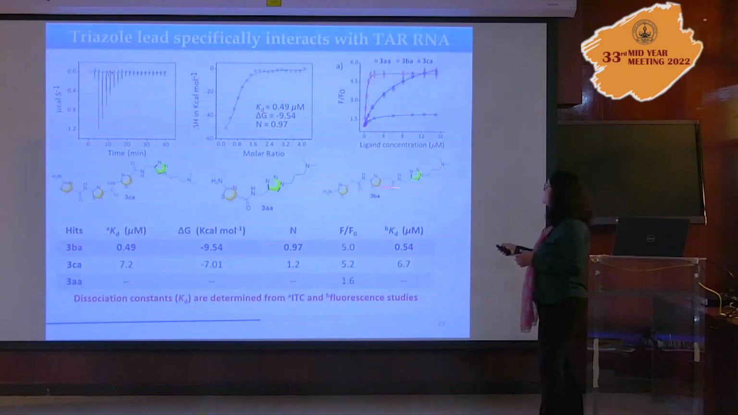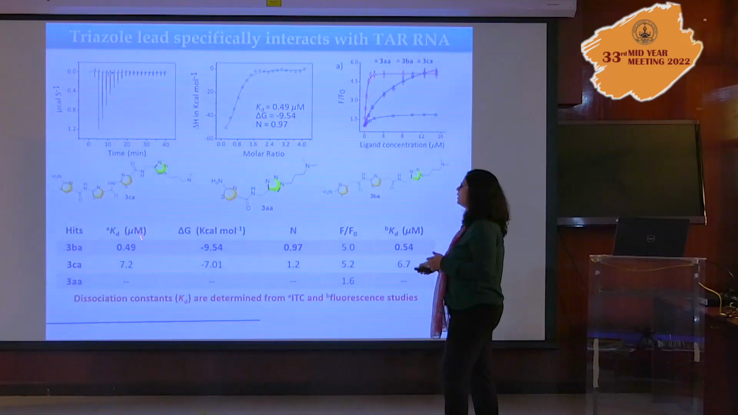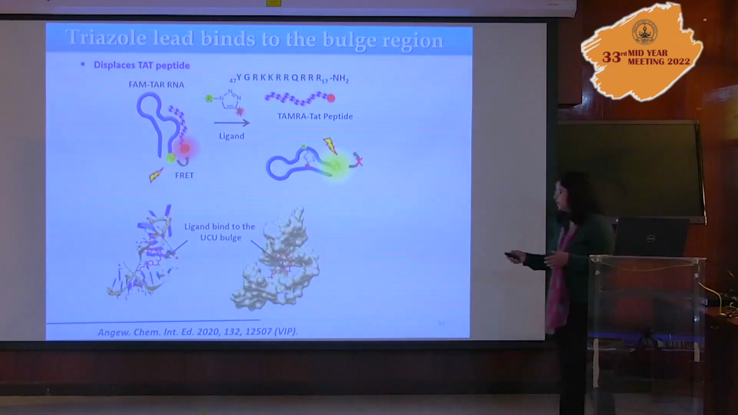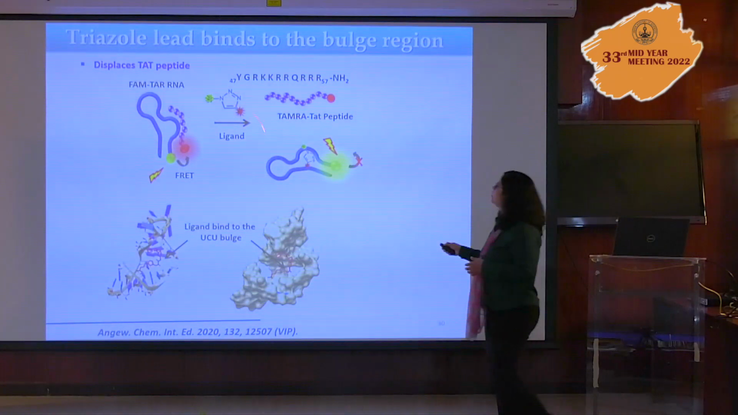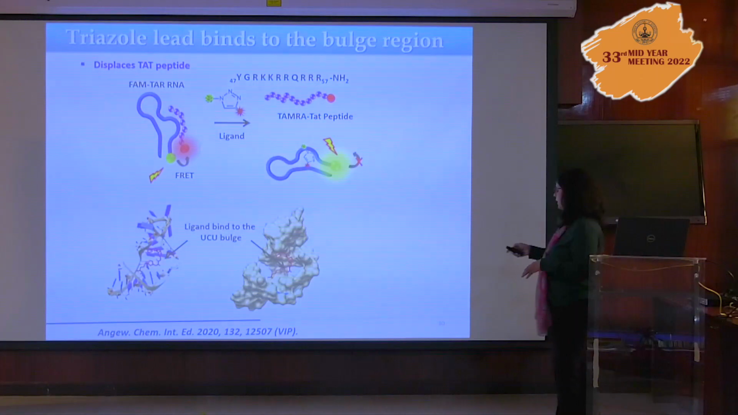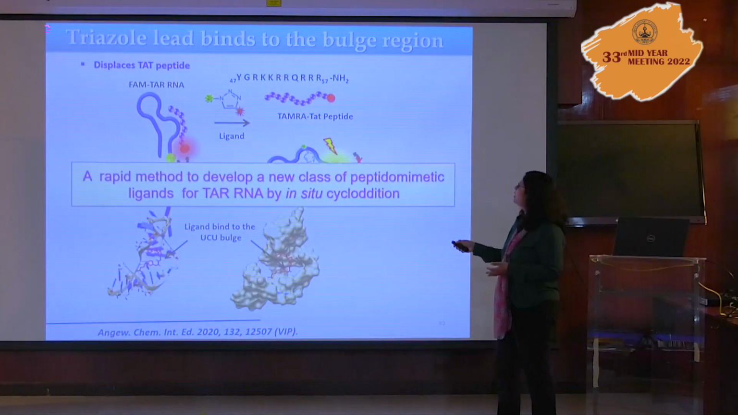That is, the compound which was selectively obtained, that is a thiazole based peptidomimetic containing this flexible CST units, was also found to be selective for the TAR RNA, that binds to the TAR RNA with a nanomolar binding affinity and 1-to-1 stoichiometry. And then we have also carried out a FRET based assay to find out that this ligand binds to the TAR RNA and also displaces the TAT peptide, and further molecular modeling suggested that the ligand binds to the bulge region of the TAR RNA.